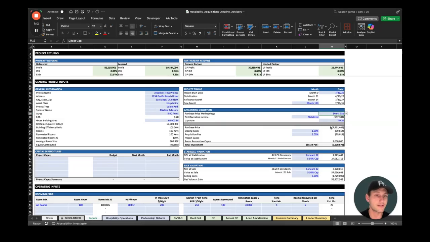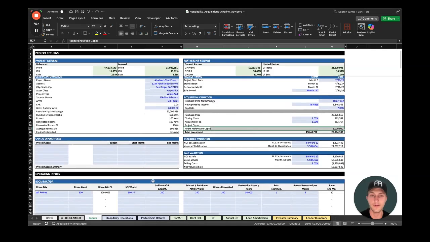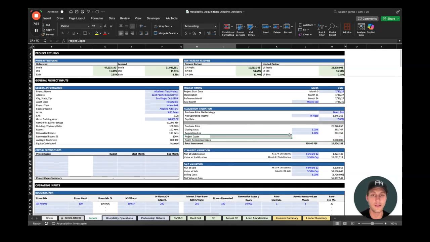And then finally, we can choose if we want to purchase it at a cap rate. So we could use a direct cap approach and then say, okay, are we purchasing the asset using in-place NOI, year one NOI, year two NOI, or stabilized NOI? So we can say in-place NOI for now. Then we're able to dial in our closing costs and acquisition fee, and that'll give us the total investment amount because it's factoring in the room renovation CapEx, which we'll get into. It's calculated down in the operating input section, and it's also calculating the project CapEx.